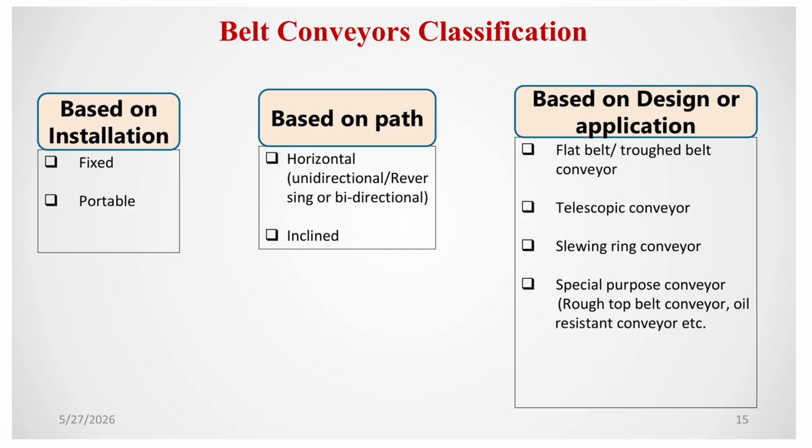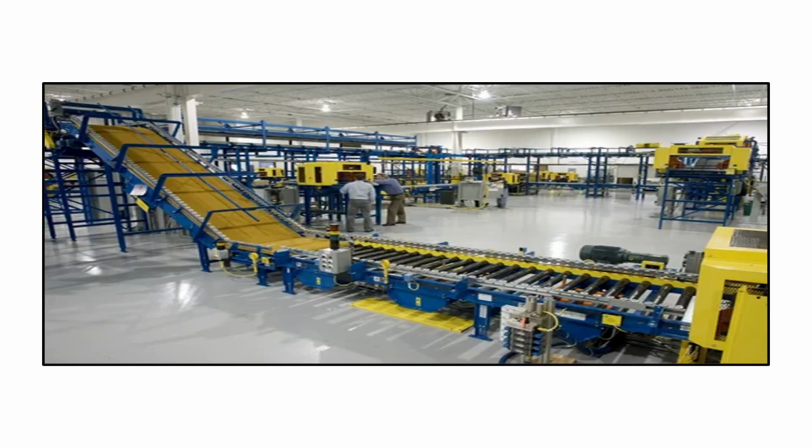Then horizontal or inclined. This one is your horizontal conveyor. This is all a horizontal conveyor. This one is the inclined conveyor. It is an inclined conveyor, and this is a horizontal conveyor.